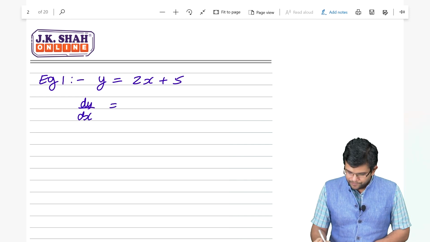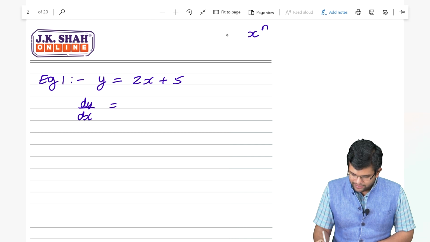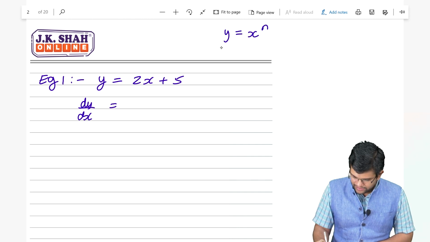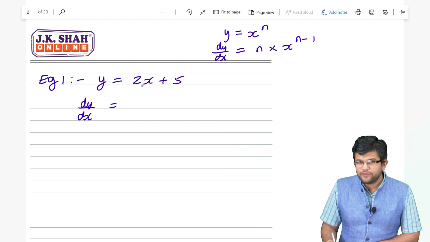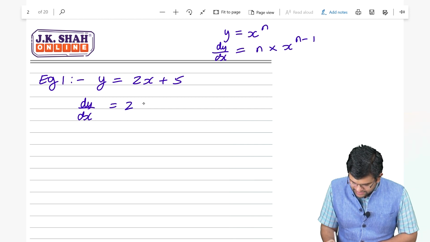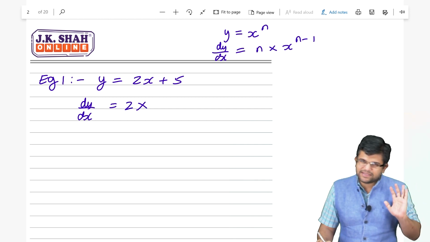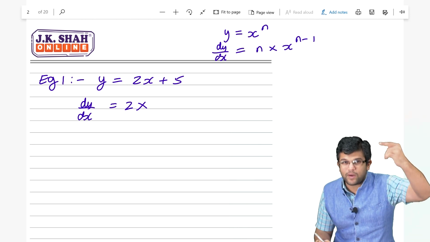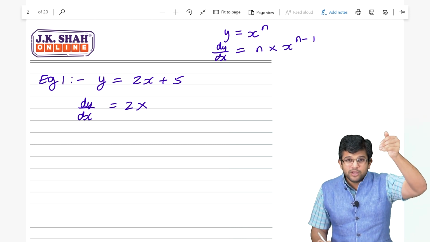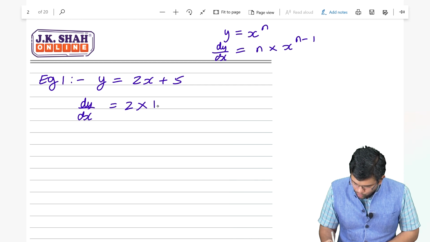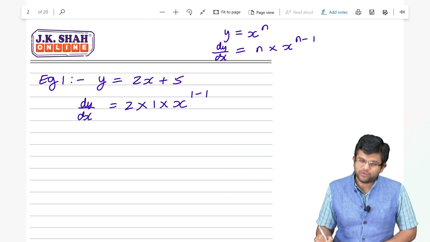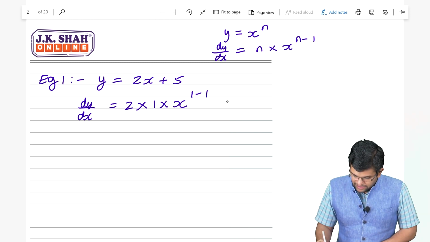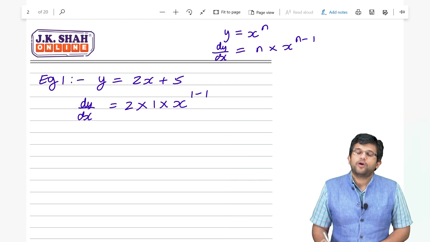Children, I told you that if y is equal to x raised to n, then dy by dx will be n into x raised to n minus 1, correct? So now if you see 2x, in that you keep the 2 aside. Now as far as x is concerned, do you realize it is x raised to 1? x is nothing but x raised to 1. So that 1 will come down, so I'll write down 1 into x raised to 1 minus 1. Everybody clear till here? This is what you do for the derivatives.